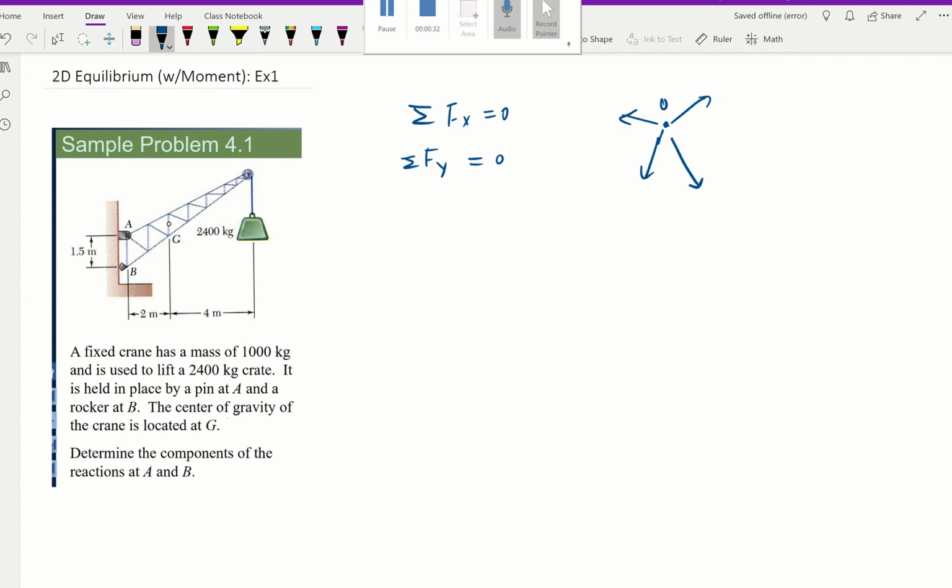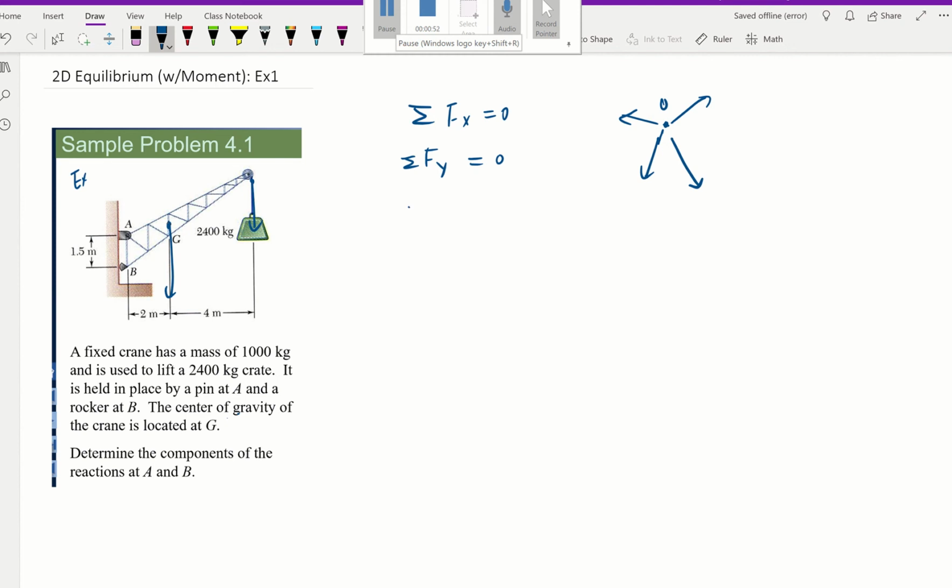But now we're going to look at potentially an example like this. You have this crane here, and there are forces acting at different points. For example, this is the weight of the crane, and there's the weight of the crate. They are at two different points.